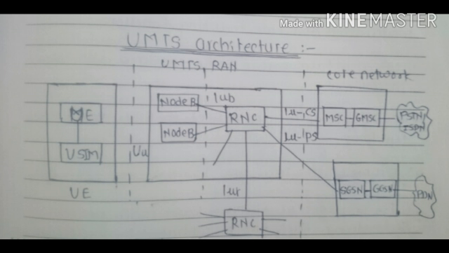HLR is used for location updating, VLR is useful for roaming, and AUC is useful for authentication purposes. These are the different functions related to the UMTS.